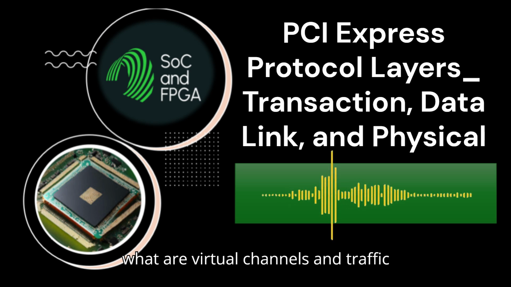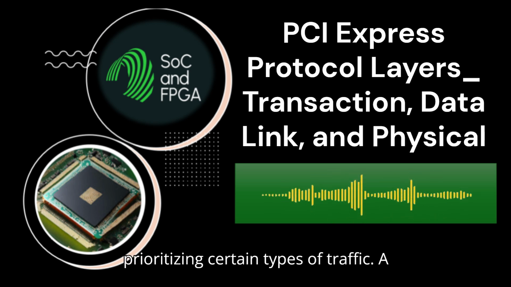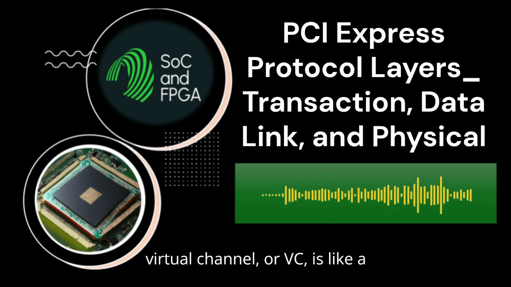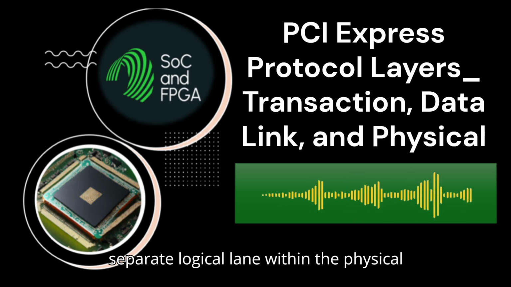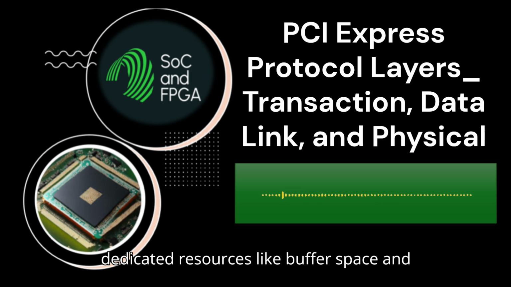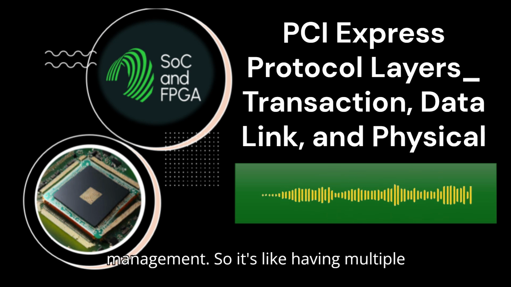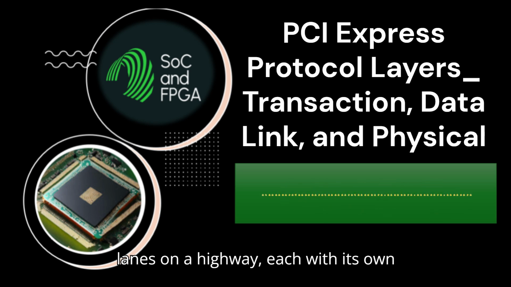And what about virtual channels and traffic classes? You mentioned those earlier. Right. So these are mechanisms for prioritizing certain types of traffic. A virtual channel, or VC, is like a separate logical lane within the physical PCIe link. Each VC can have its own dedicated resources, like buffer space, and its own independent flow control management. So it's like having multiple lanes on a highway, each with its own speed limit.